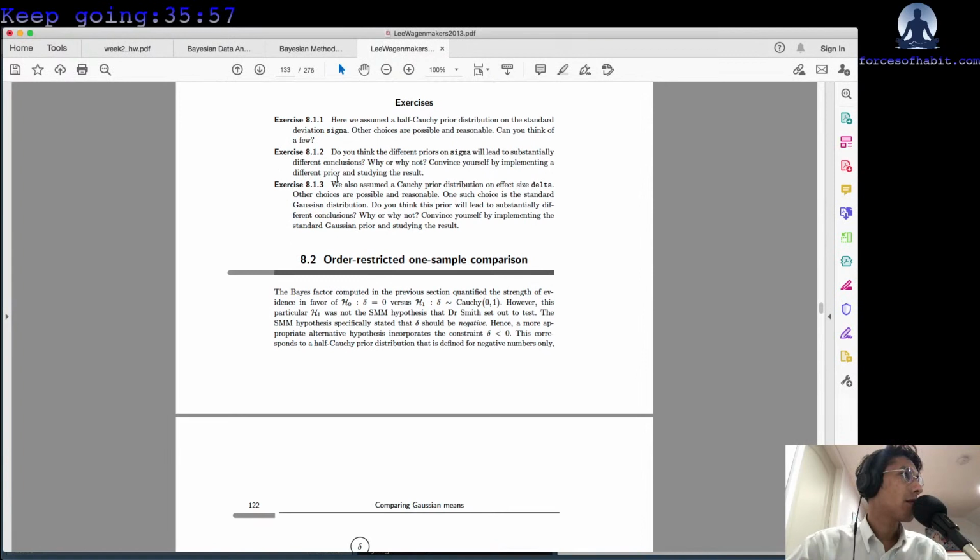Right. We also assumed a Cauchy prior distribution for delta. Other choices are possible. One such choice is a standard Gaussian distribution. Do you think this prior will lead to substantially different conclusions? Convince yourself by implementing it. I don't think so, because at large enough effect sizes, Gaussian distributions are equivalent to Cauchy, right?